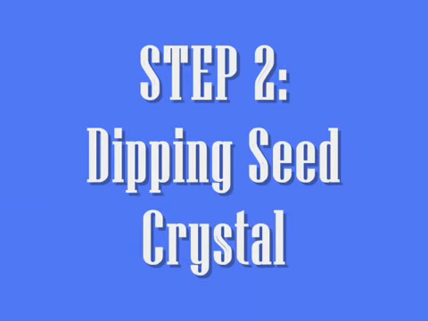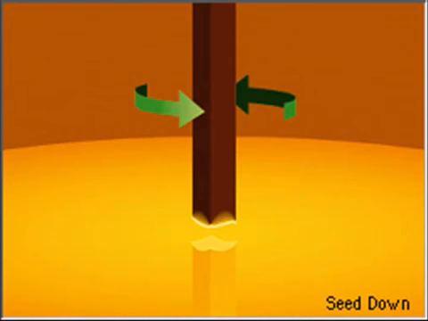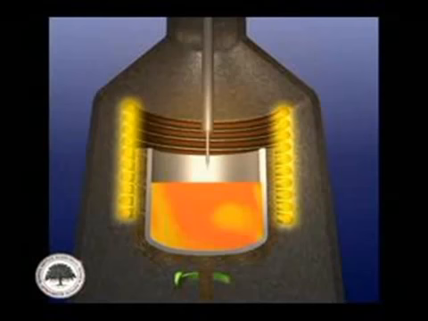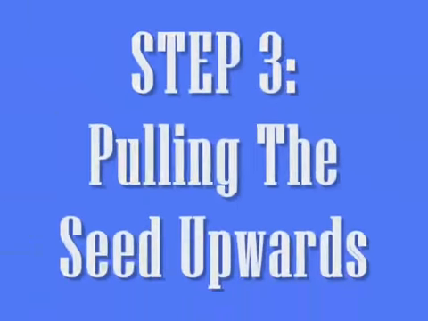Step 2. Dipping seed crystal. A small piece of single crystal material known as a seed crystal will be dipped into the saturated molten silicon solution. A seed crystal is the equipment used to grow a large crystal of the same material. The large crystal will grow when the seed crystal is dipped into the molten silicon, which will then be cooled.